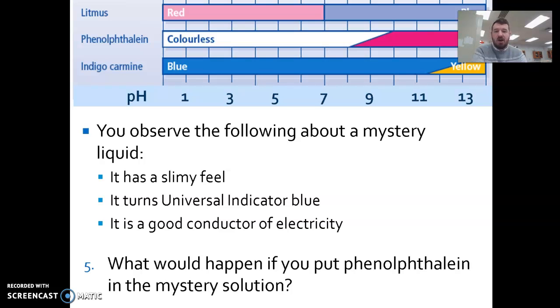Okay. So another review question here. You observe the following about a mystery substance. It has a slimy feel. It turns universal indicator blue, and it is a good conductor of electricity. What could you tell me about this substance? Would it be an acid? Would it be a base? Or would it be neutral? And then what would happen if we put phenolphthalein in that mystery solution? Would it turn pink or would it stay clear?